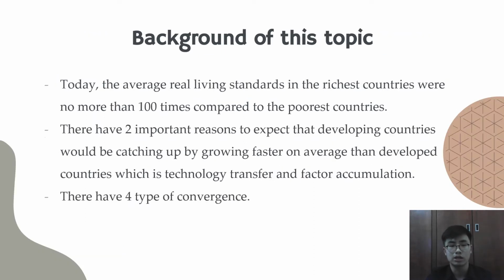Today, the average real living standard in the richest countries is no more than 100 times that of the poorest country. This means that there is divergence between developed countries and developing countries. There are two important factors that can help to achieve convergence among developing countries and developed countries, which are technology transfer and factor accumulation. Besides that, there are four types of convergence.